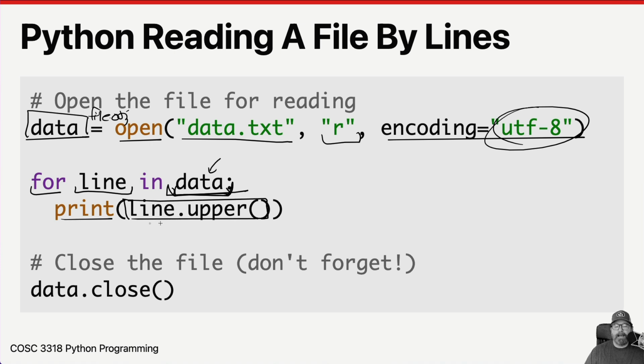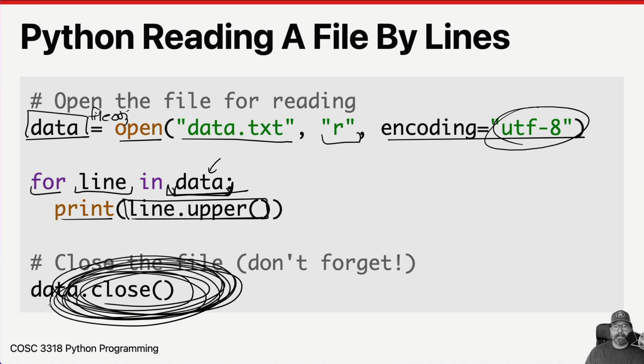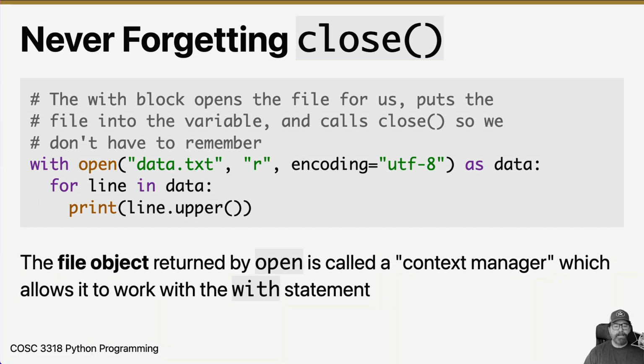For in this case, I'm printing each line upper. And then, of course, we close that file object because we don't ever want to forget that. I've made a really big deal about not forgetting to call close, and so there's a way for us to use Python's open function so that it'll always call close for us. It will auto close it.